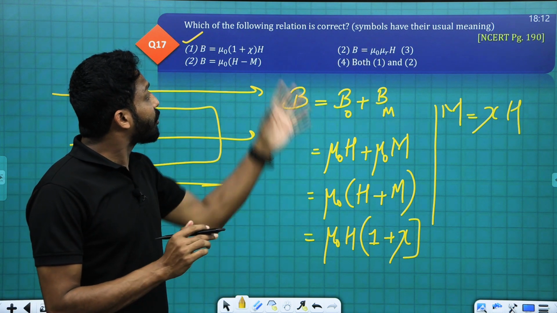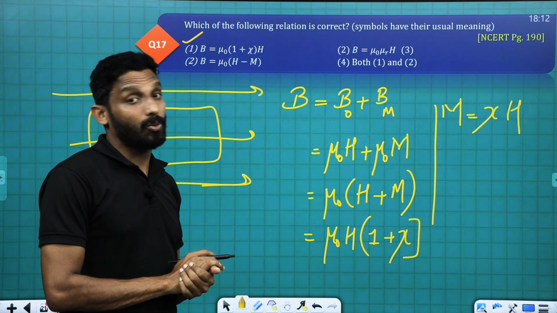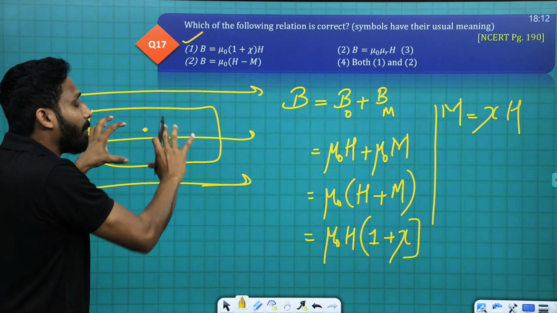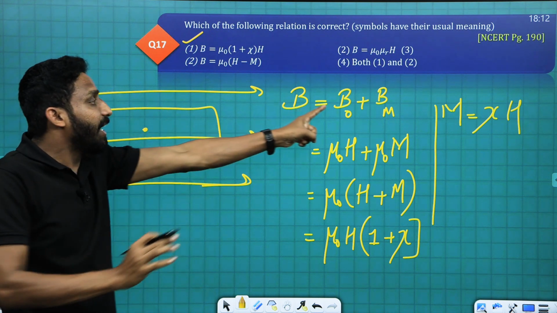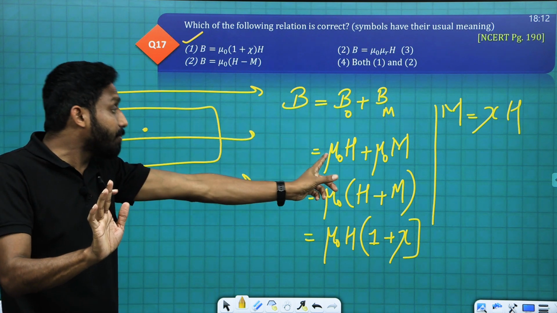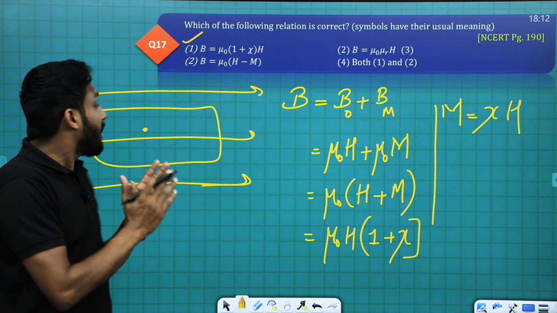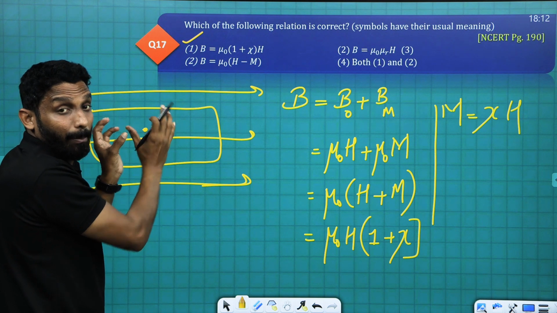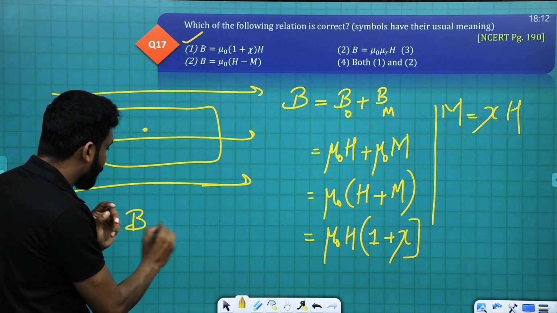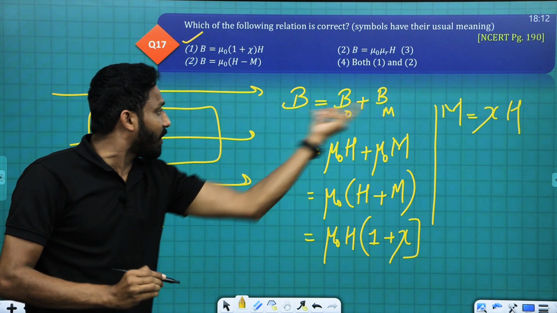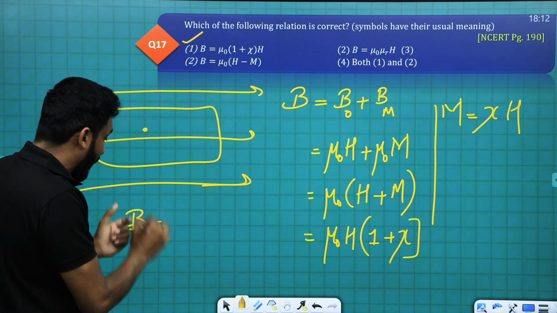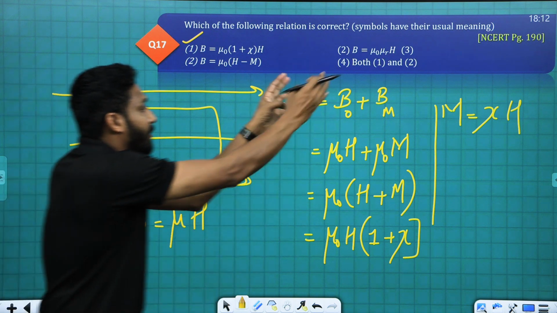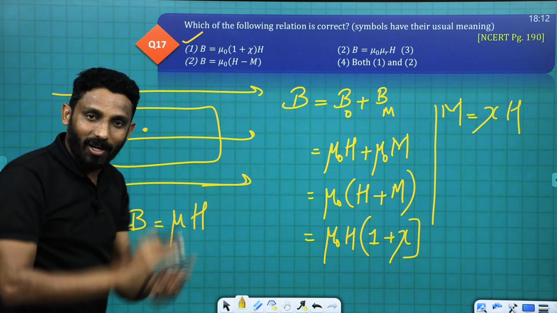Okay. And what about this formula? B is equal to mu 0 mu r into H. That is also true. If this is vacuum, then the field here will be B naught only, and B naught is mu 0 H. If this is not vacuum and this is a medium of permeability mu, then the same field we can write as B is equal to mu into H. This and this both are equal.